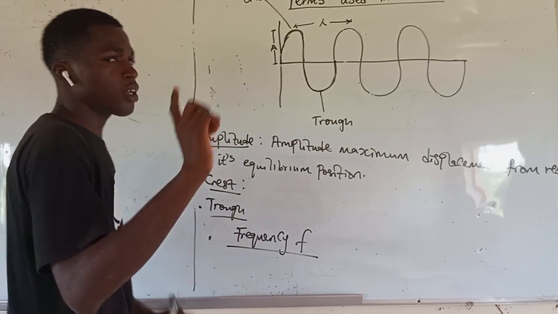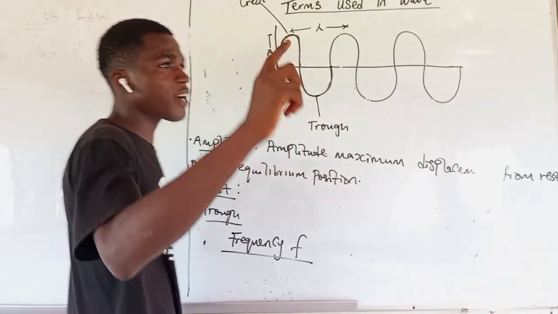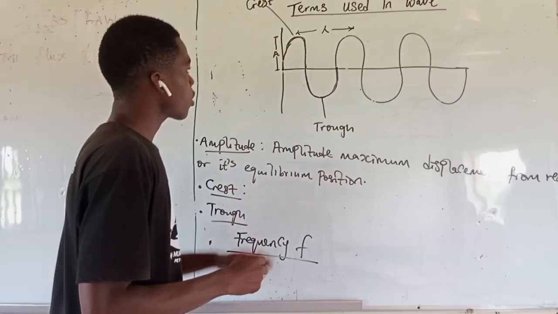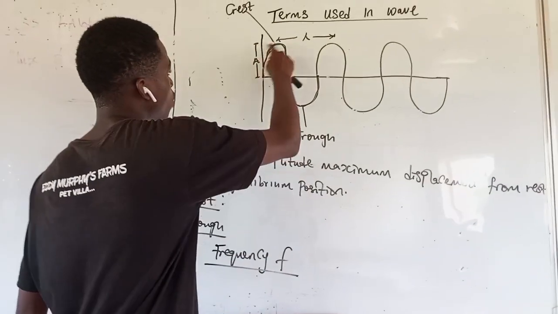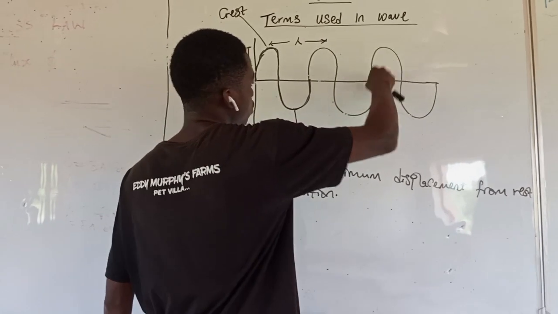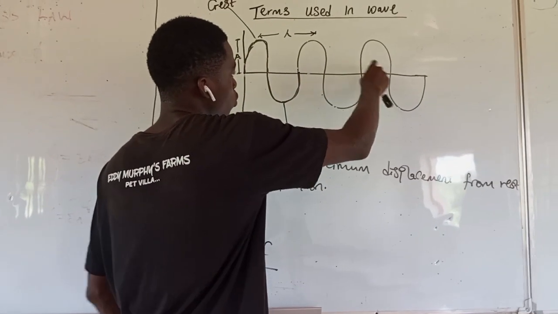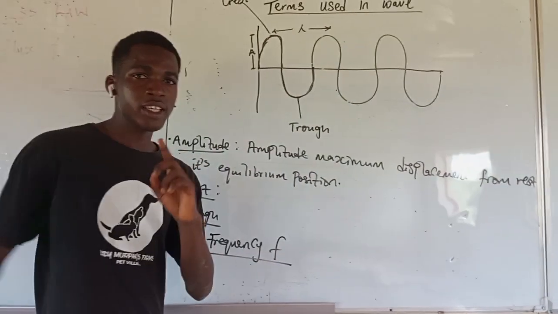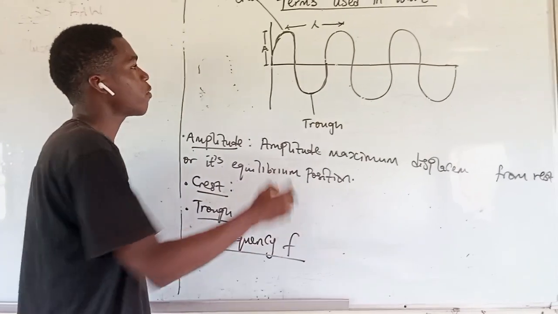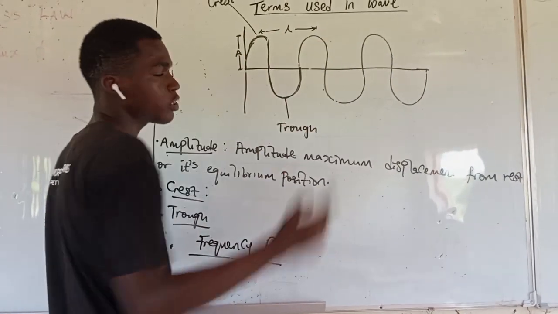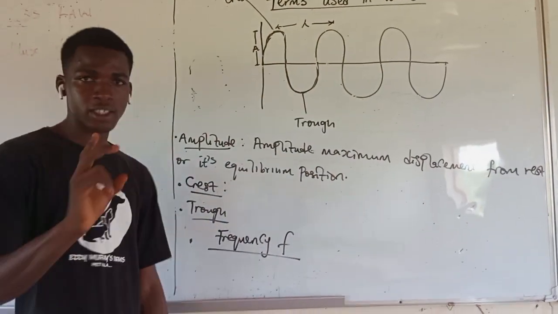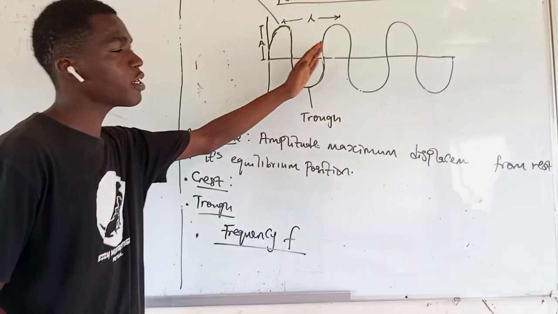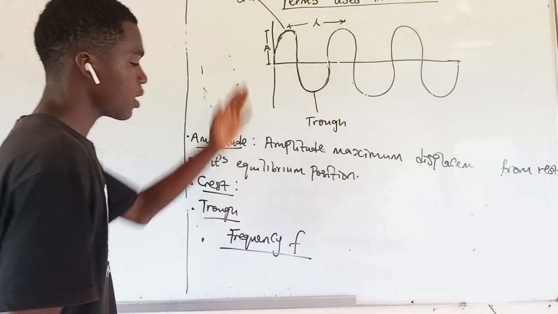Now let's say a wave performs 3 oscillations. 3 oscillations will be 1, 2, 3 in 1 second. Another wave performs 2 oscillations in 1 second. That is 1, 2 in that 1 second. It means that the first one has higher frequency than the other.